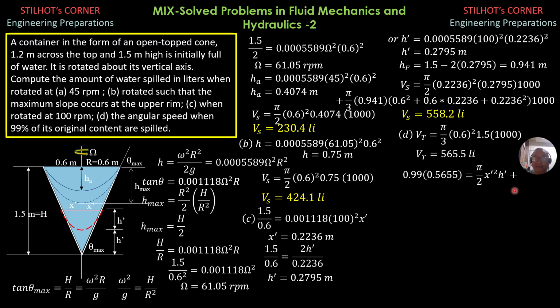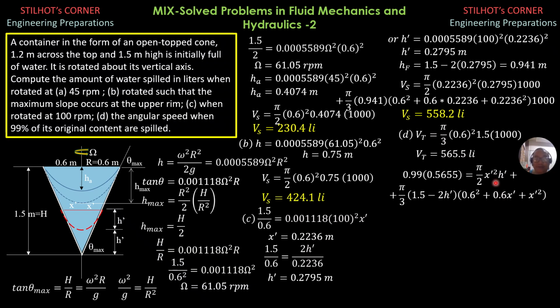So plus volume of frustum of a cone pi height 1.5 minus 2h prime, quantity big radius 0.6 square plus big radius 0.6 times x prime plus x prime square. So that's the volume of frustum. These are in cubic meters because this is in cubic meter. So x prime would be in meter and h prime also.